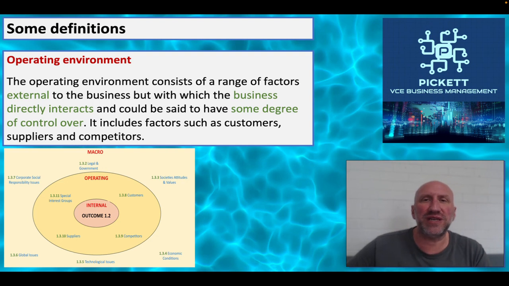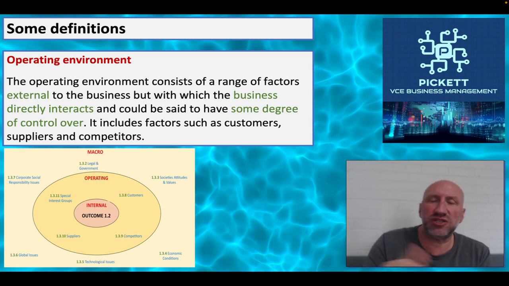But we interact with our customers. We interact with our competitors. We interact with our suppliers. So that's another difference between this one and the macro. And again, because we have some interaction with those groups, then we could be said to have some degree of control over them. We can't absolutely control our customers, our competitors, but because there's an interaction, we could argue that there's some degree of control over those factors, certainly more than those that sit in the macro environment anyway.